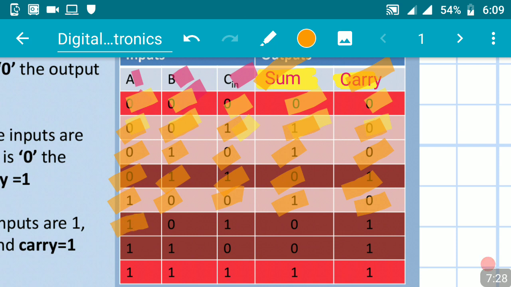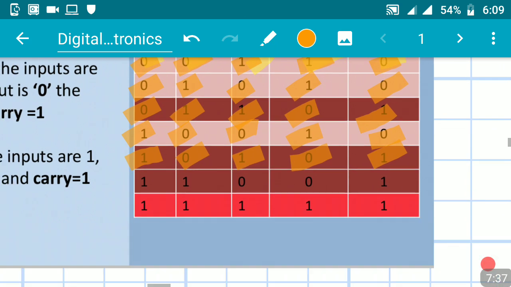Again I have one more input, 1 0 1. Two ones are there, so that is why the sum is going to be 0 and the carry is going to be 1. Then I go to explain one more similar case. 1 1 0, two ones are there, so that is why sum is going to be 0, carry is going to be 1. 1 plus 1 plus 0 gives you 2. 2 cannot be represented in the binary number system, that is why sum is equal to 0, carry is equal to 1. Then we go to understand the final case, 1 1 and 1. All the three inputs are 1.